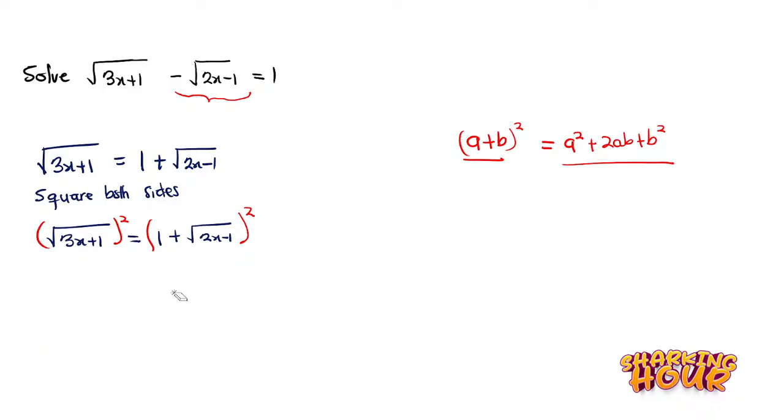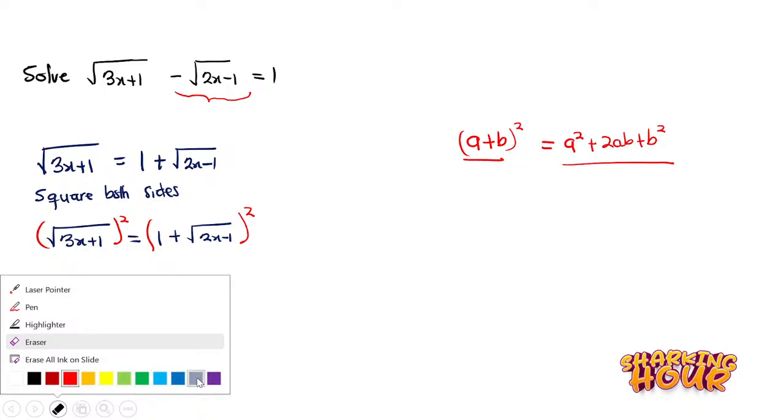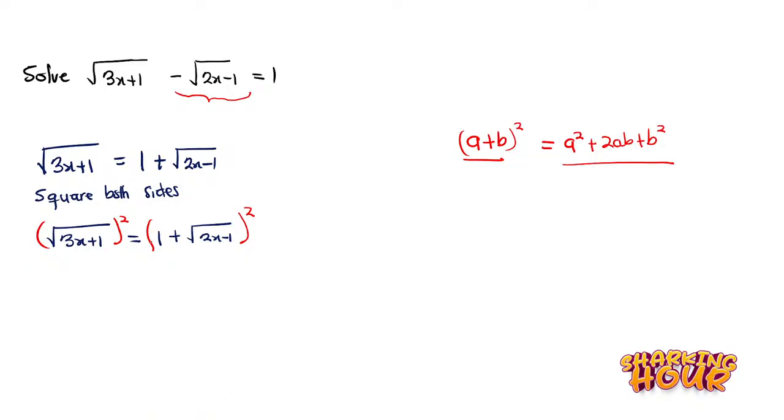So first, let me remove this. Now, before we get there, the square here gets rid of the root sign over here. So I now have 3x plus 1 over here. Now this is equal to, using this expression, in place of a over here, I'll put my first term, which is 1. The a is equal to 1 in this expression, and then the b is the root of 2x minus 1. Are we okay?